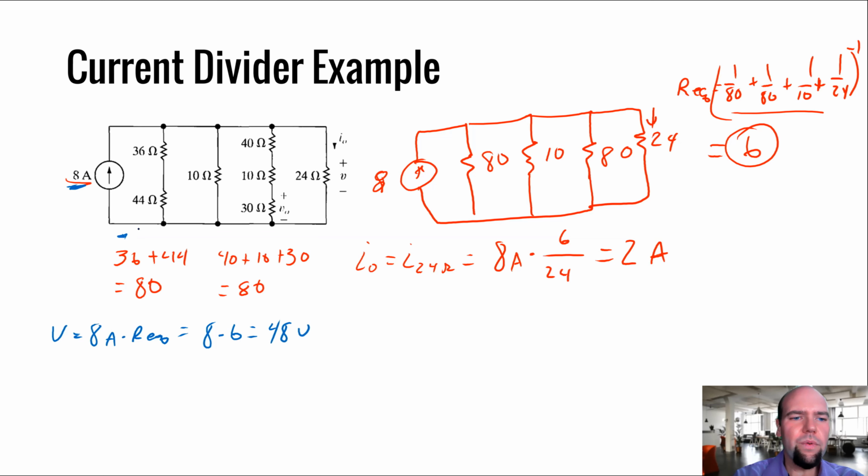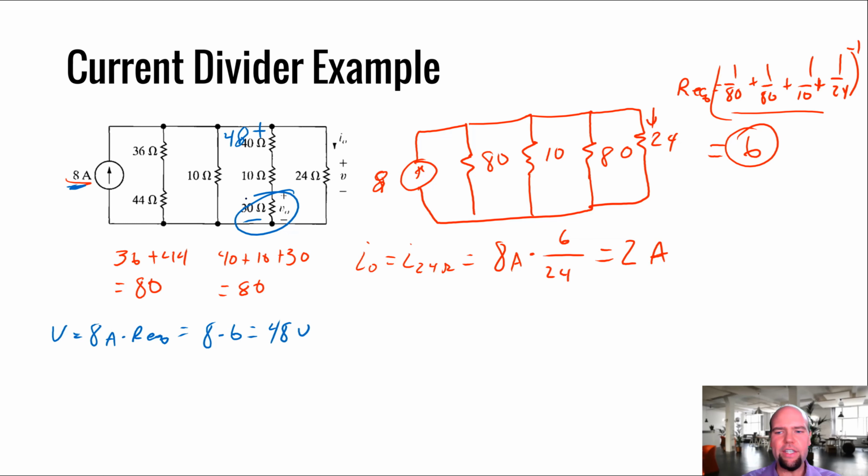Okay, so I know now that we have 48 volts across this thing. And my question is, what's the voltage across this particular resistor? Now I have a known voltage, 48 volts, across a collection of series resistors. These series resistors are the 40, the 10, and the 30. So if I want to know the voltage across one of those, I can use voltage divider.